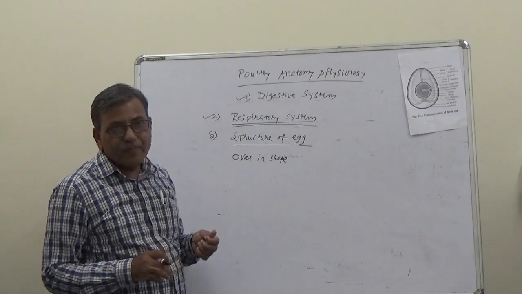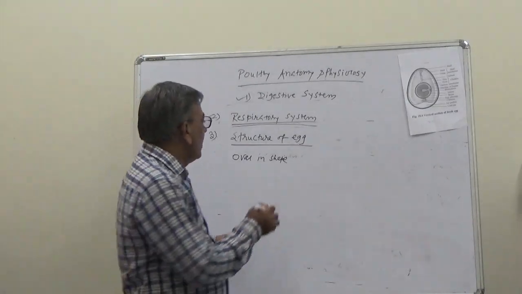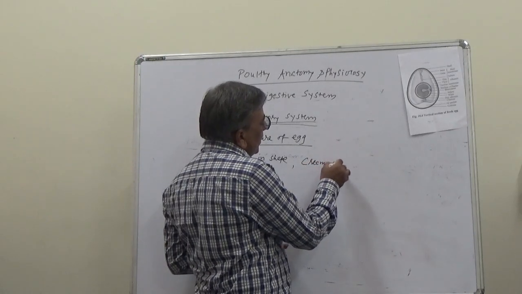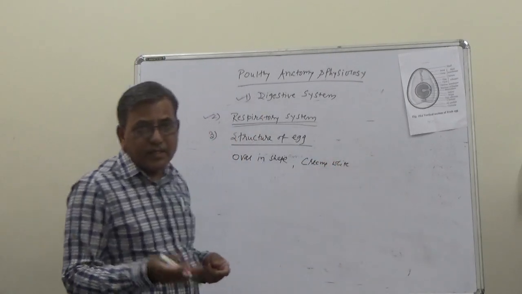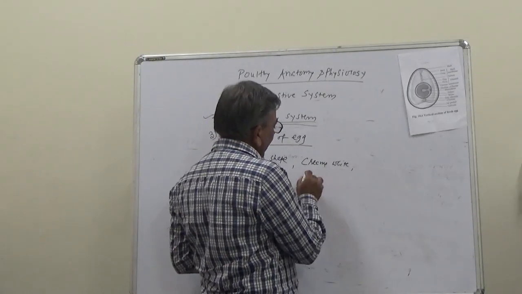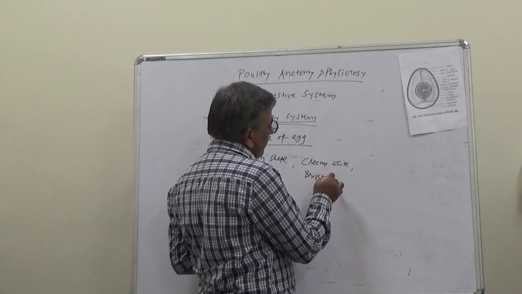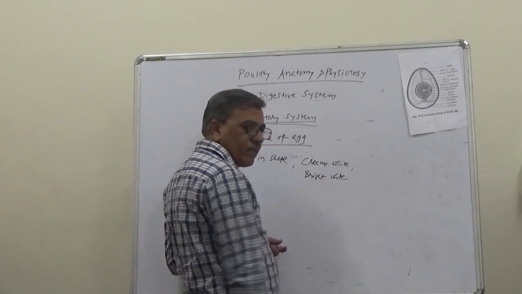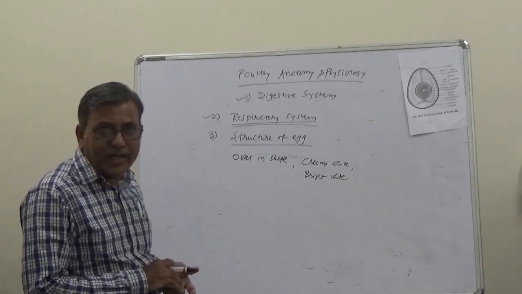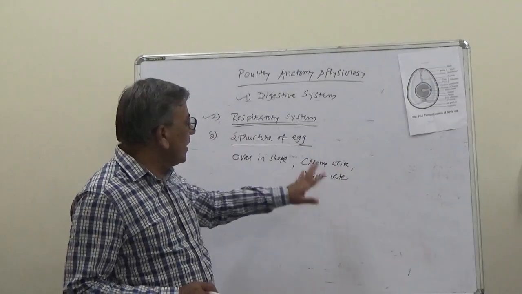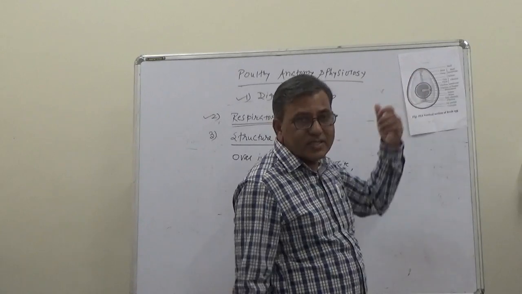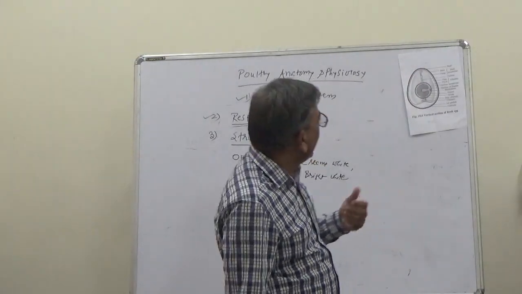It is oval in shape, and the color variation is there. Some of the eggs are creamy white, particularly obtained from the indigenous poultry birds, and some are bright white. Okay. So this is the external observation about egg. Egg is oval in shape, creamy white to bright white in color. It has two ends. One end is broader, one end is narrow comparatively.